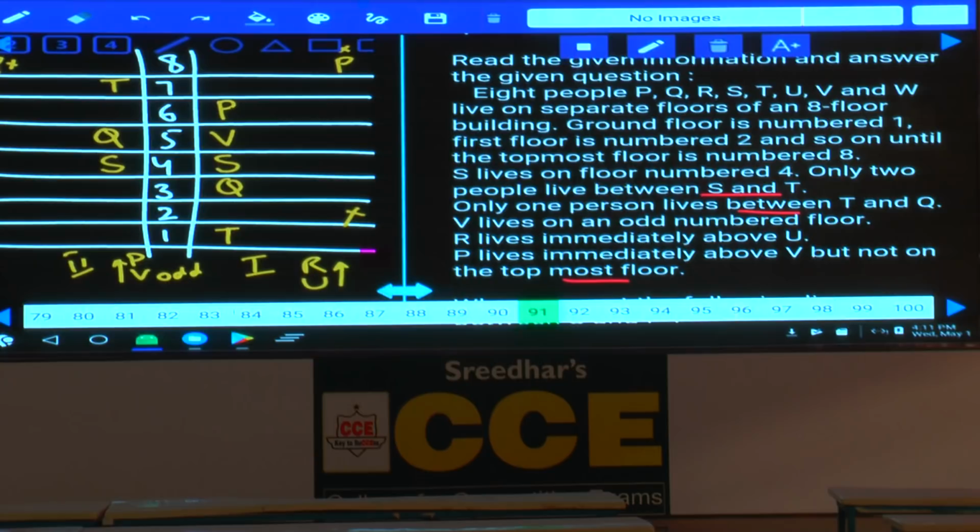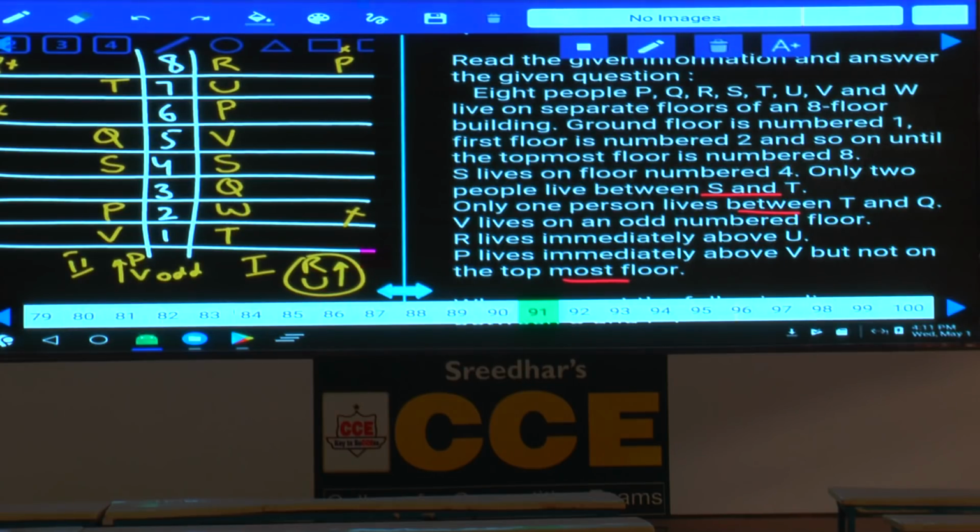And coming to the second case, now P cannot be on the 8th floor, P cannot be on the 6th floor, and P cannot be on the 4th floor, hence P must be here. If P is here, V is here. If P and V are in these 2 places, then R and U, and R is immediately above U, hence R is on the 8th floor and U must be here. If U is here, tell me who is the person left over? W is the person left over, W must be here.